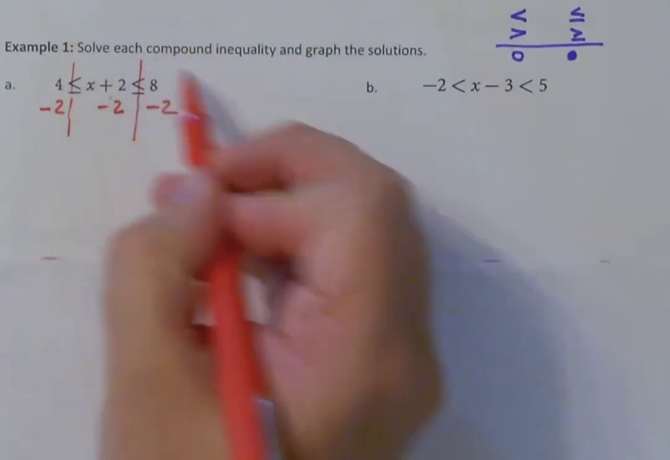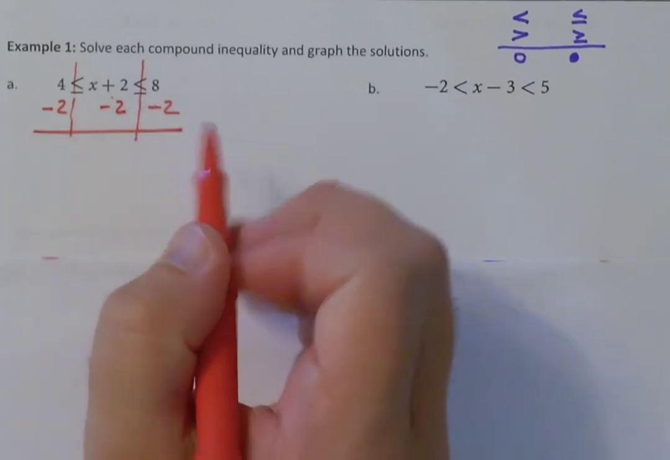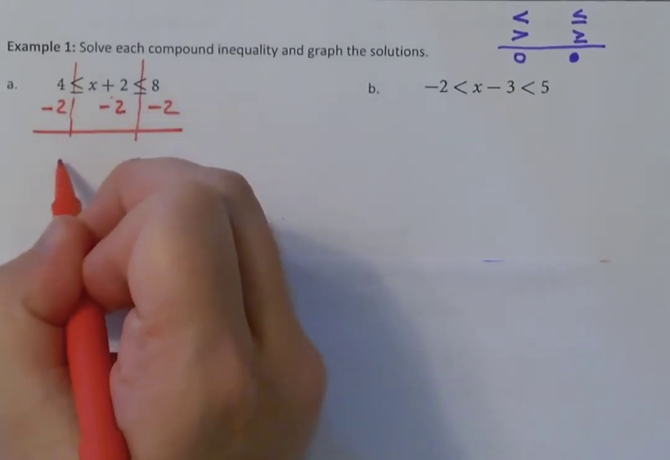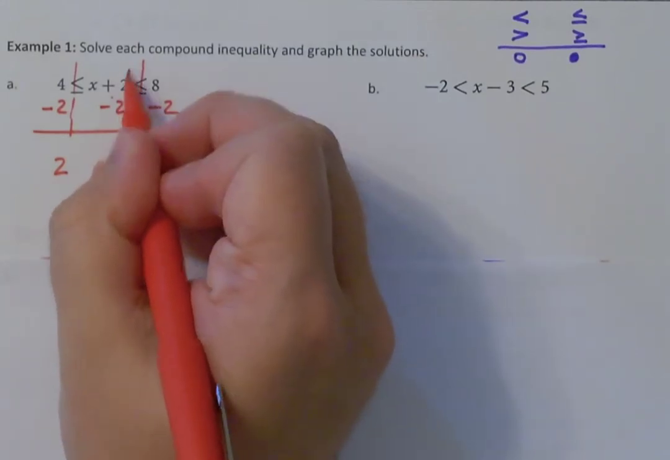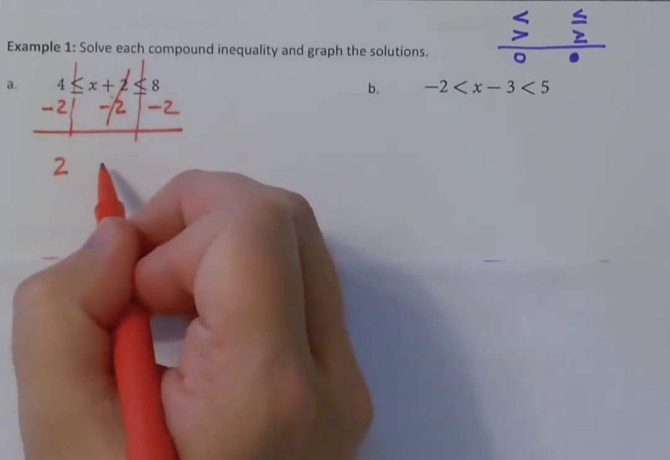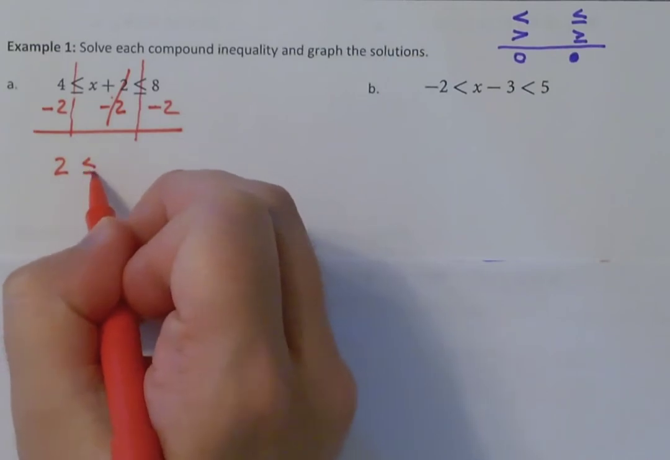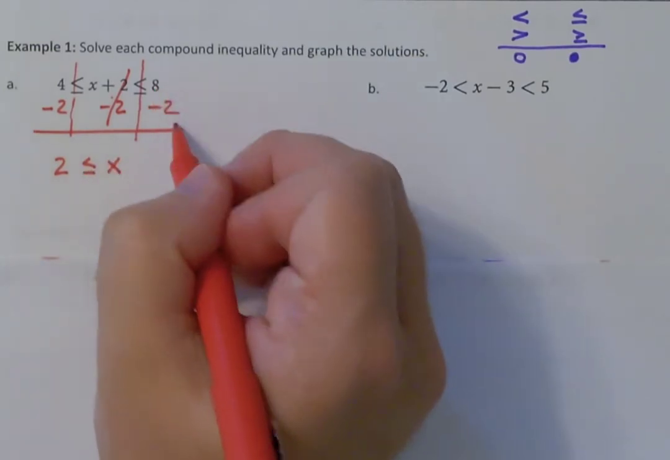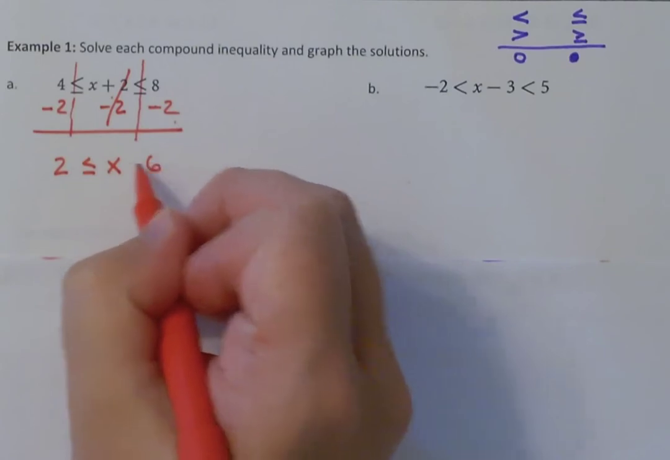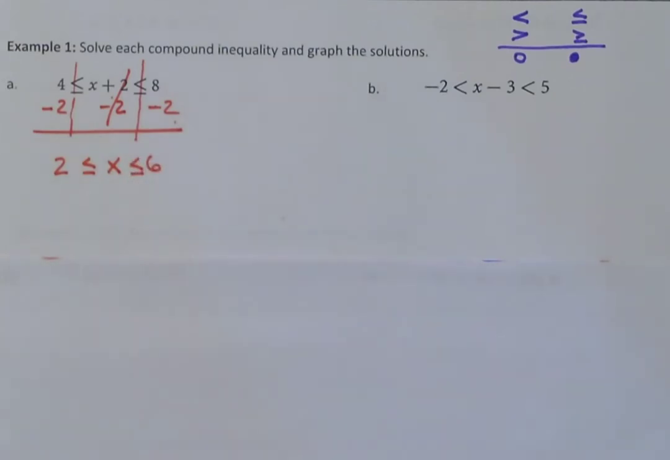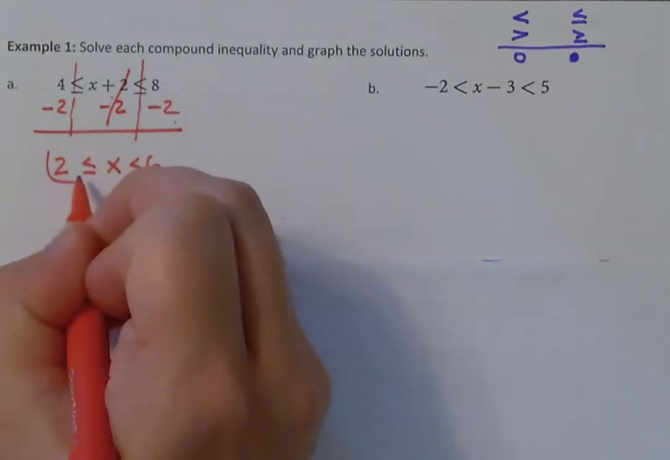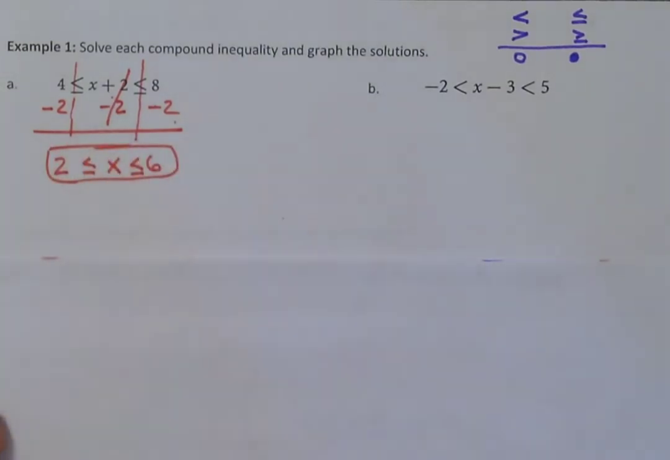So if I subtract 2 from all of these parts, 4 minus 2 is going to give me 2. The 2's cancel in the middle, so I get less than or equal to x. And then 8 minus 2 is going to be 6, and then we get less than or equal to. So I now have 2 is less than or equal to x and less than or equal to 6. So that is my solved compound inequality.